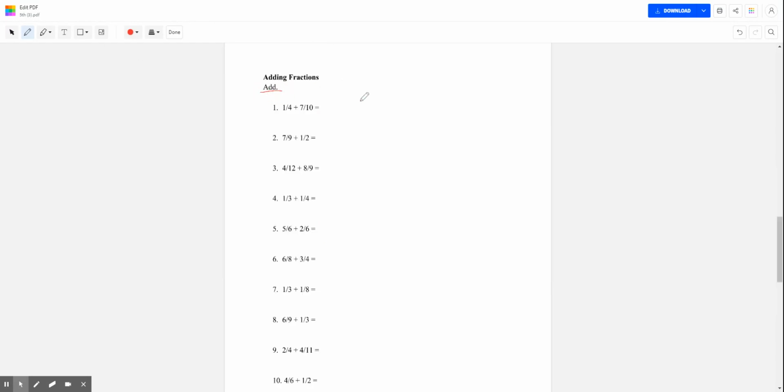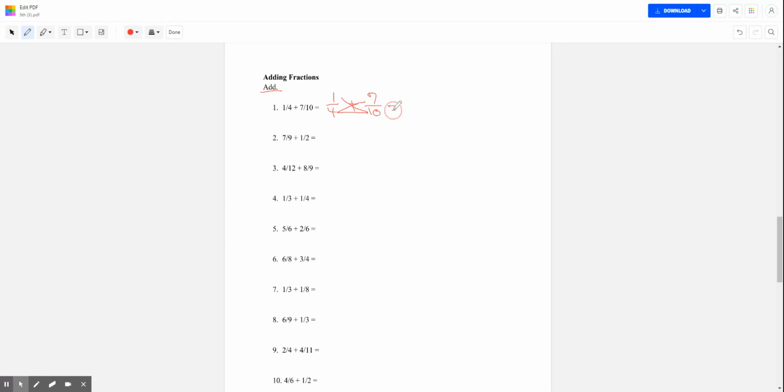Adding fractions. So 1 over 4 plus 7 over 10. And we can see that these two have different denominators. The easiest way to do this problem is by multiplying the first numerator by the second denominator and adding that to the product of the first denominator and the second numerator, and dividing that by the product of the two denominators.